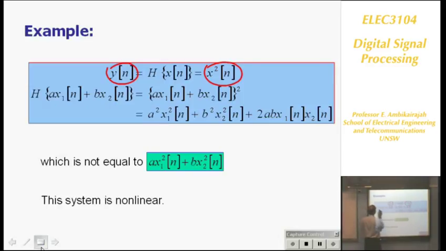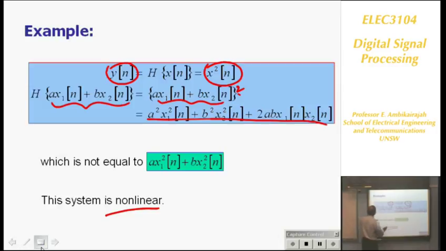So what do I have to do? I take my input as a combination of two inputs. Now I go and substitute here. That's my input squared. So multiply them out. If you expand it, that's not the case. Therefore, it's not equal to this. Therefore, it's a non-linear system.